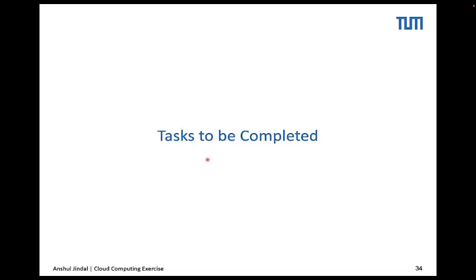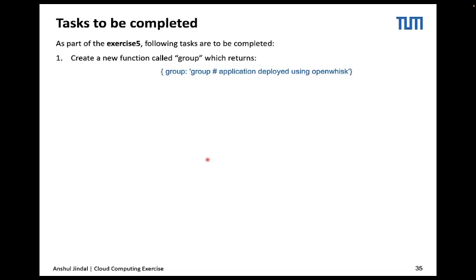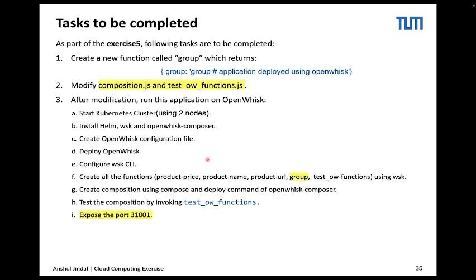So the tasks, which I already mentioned, are that you have to add an extra function, which is the group function, modify the composition.js, and the test OpenWhisk function for testing the application, and then the whole process: starting the Kubernetes, deploying the OpenWhisk, deploying the application, and testing if it is working or not. And you have to expose port number 31001 for the OpenWhisk. OpenWhisk uses this port number.